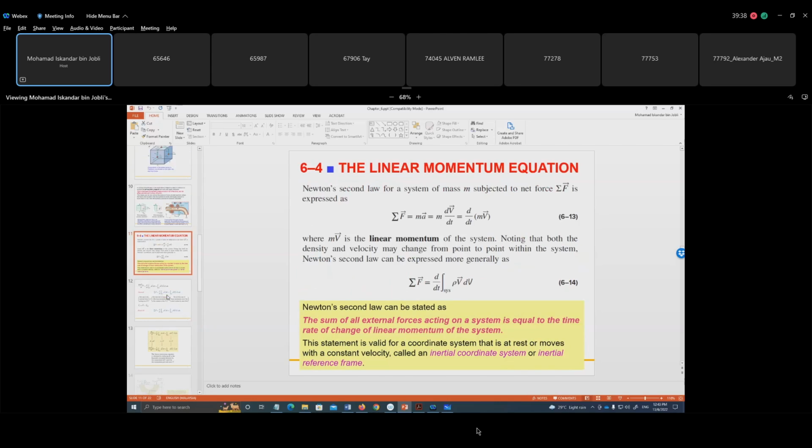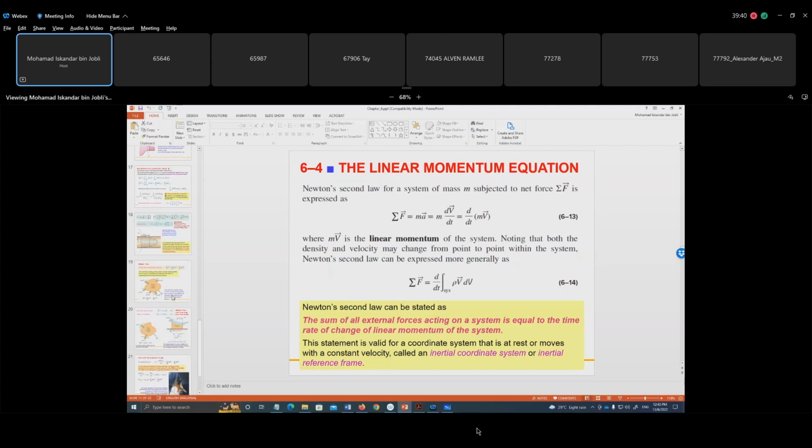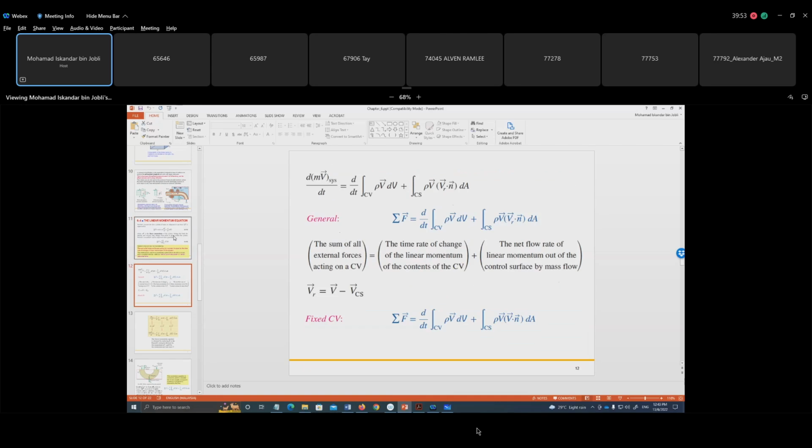Okay, just bear with me. Just a few more slides. The rest are just equations, right? We're not going to discuss much about the equation because I think it's pointless. I could show you, just to scare you a little bit. Have a look at this equation.